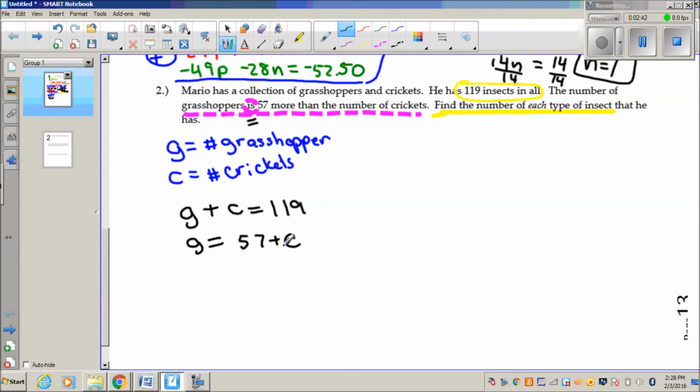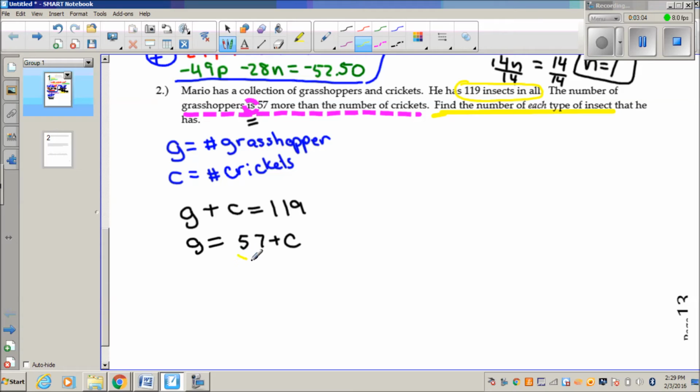So there are my two equations: G plus C is equal to 119, and G equals 57 plus C. Now I can choose to solve them either way. I can use the elimination method or the substitution method, but in this case it's already solved for G. So using the substitution method here would be very easy.